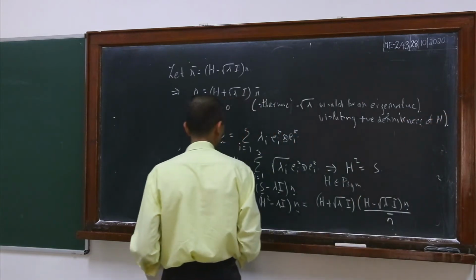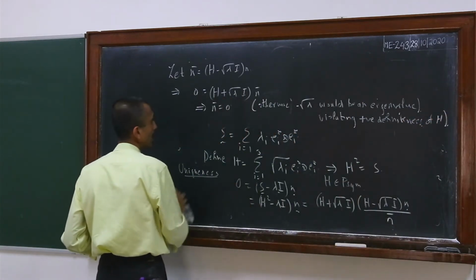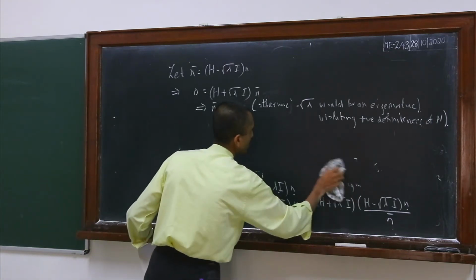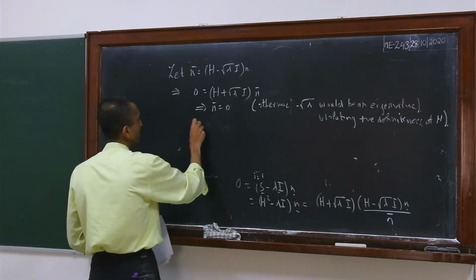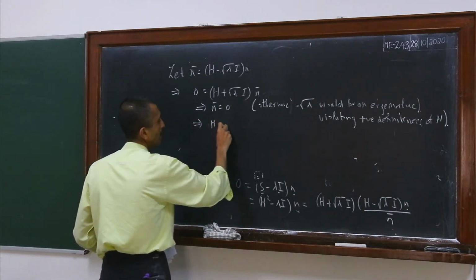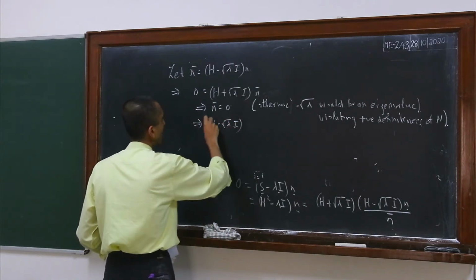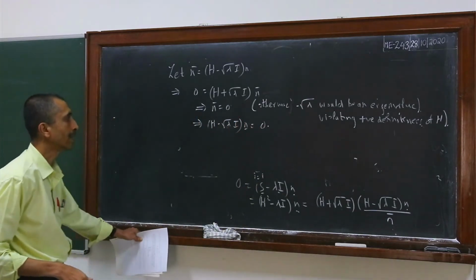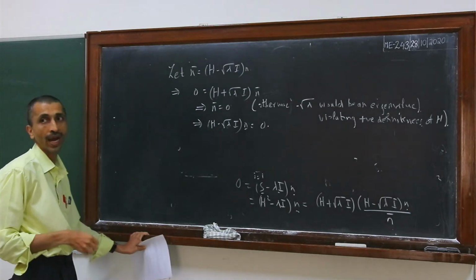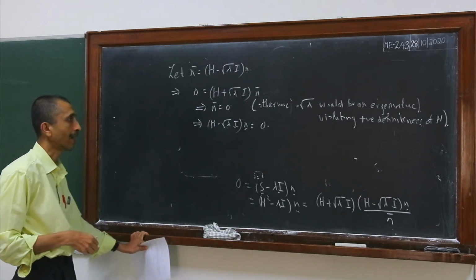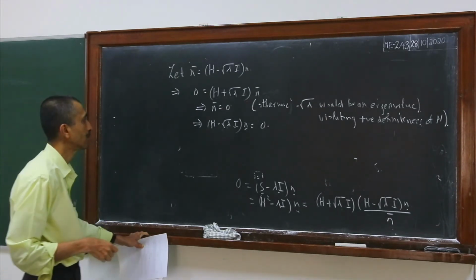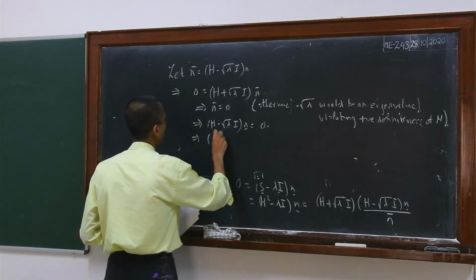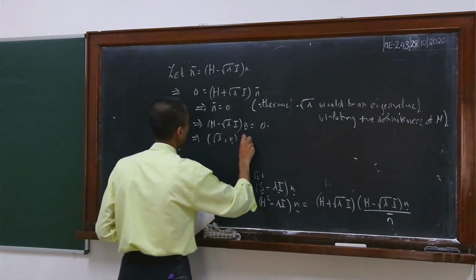Okay, so it cannot be the case, and hence you have n bar is equal to 0. And then now what is n bar? So this implies now that h minus root lambda I times n is equal to 0. Right? And then now we see that h has to have root lambda as the eigenvalue and n as the eigenvector. Right? So this implies that root lambda and n have to be eigenvectors of h.